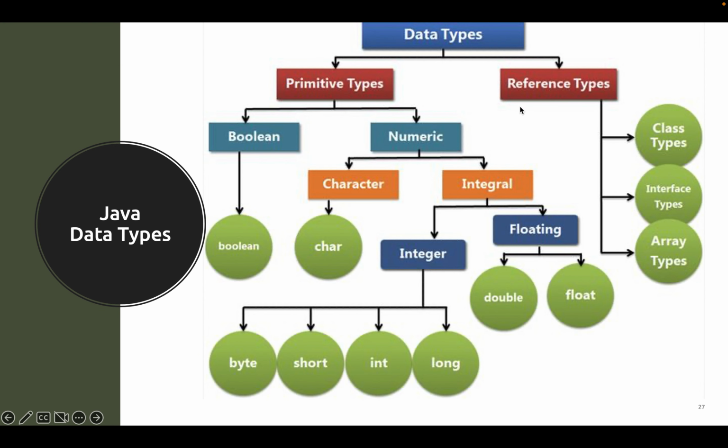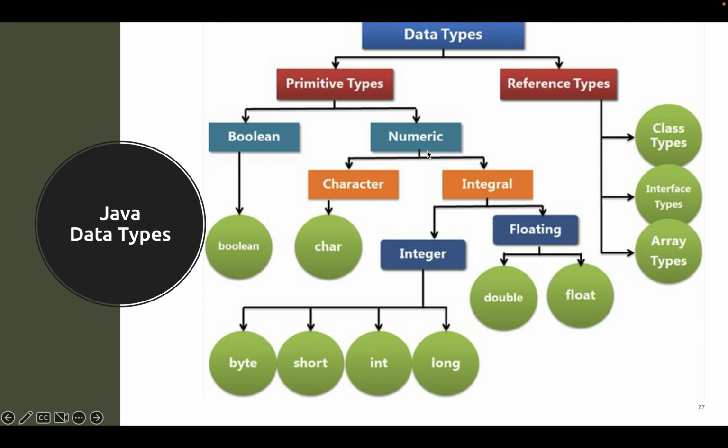So data types, we have two different types of data. We have primitive types and we have reference types. The primitive types are the basic data types. And the first primitive type is Boolean, which is either true or false.